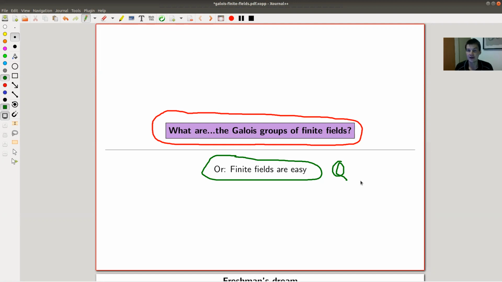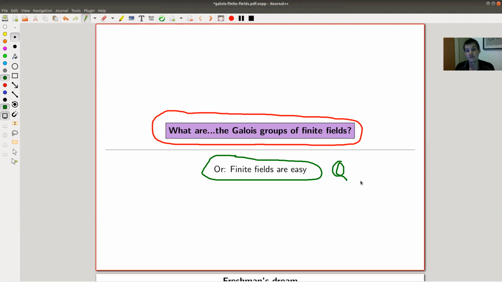And then factoring polynomials should be reasonably easy, because a Galois group is related to factorizations of polynomials and finding roots and so on. And that's also the case. There's a slight catch, but it's not so bad. So as I said, the main goal for today will be to explain why finite fields are easy. And the main player will be the Frobenius endomorphism, the Frobenius automorphism, or the Frobenius homomorphism, or just the Frobenius. It comes under various names.